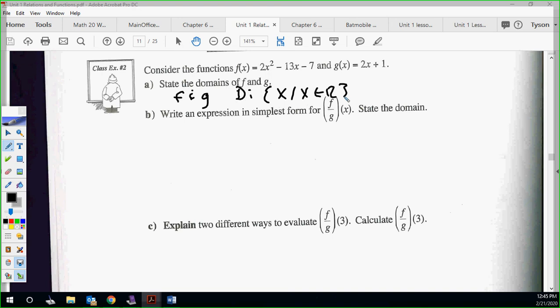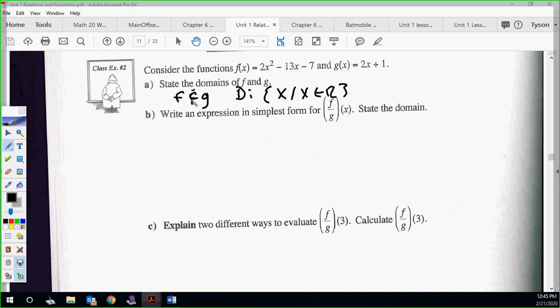Then we go to f over g. Now we have a domain restriction because we have a function on the bottom. I just put f and g, it's the same domain for both of them.